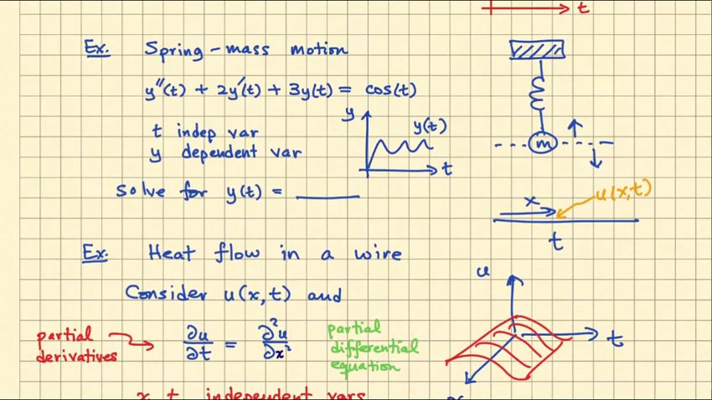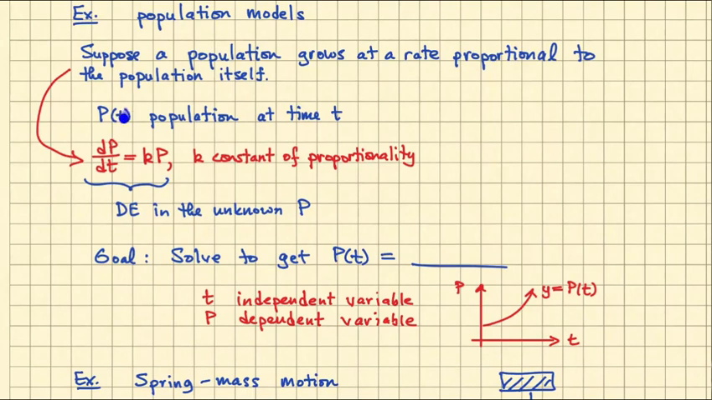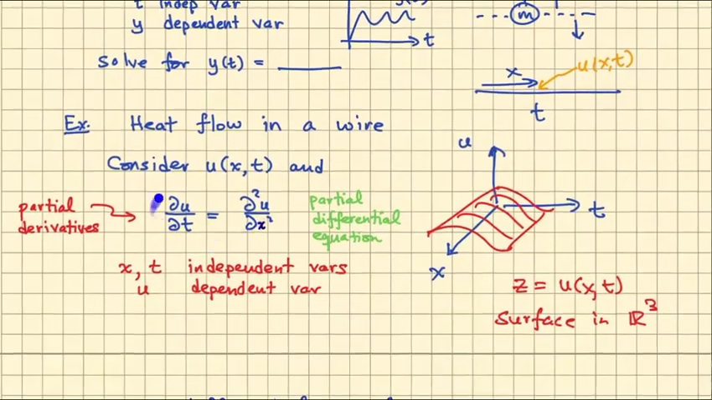Notice this was an ordinary differential equation. y was just a function of one variable. The derivatives are ordinary derivatives, so we would call this an ordinary differential equation. Similarly, our very first example, P here is a function of only one variable, and it's t. So the derivative that's involved is an ordinary derivative, and so this would be an ordinary differential equation. So this is an ODE, this is an ODE, and this is a PDE.